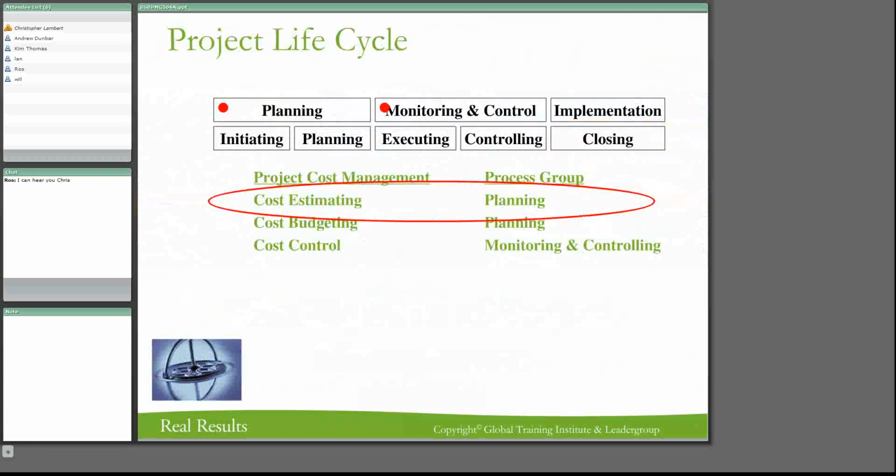Now the costs are going to come in two areas. The processes in those two areas is in planning and then in monitoring. So the first two is cost estimating, cost budgeting, which is planning, and then we have cost control, which is monitoring and controlling those costs. So we're going to look at some of those techniques to actually do it. How do we go about cost estimating, budgeting, and control? So that's what we're doing tonight.